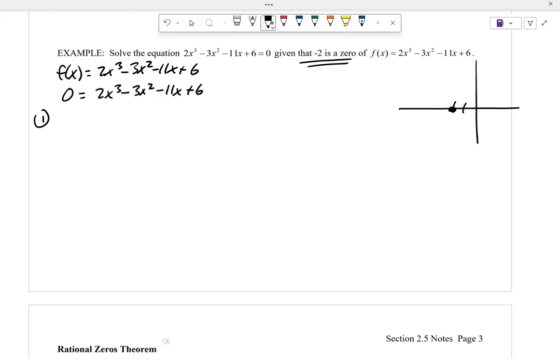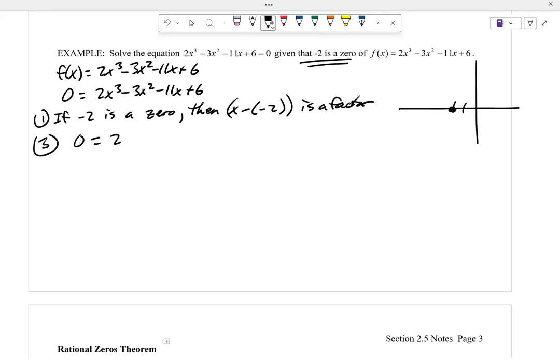So, number 1, if -2 is a 0, then x minus -2 is a clean factor. So let's go ahead and start factoring this: 2x cubed minus 3x squared minus 11x plus 6. Since we know that -2 is a 0, x minus -2 is a clean factor. But we've got to figure out the rest of this. So we're going to have to take that 2x cubed minus 3x squared minus 11x plus 6 and divide it by that x minus -2.